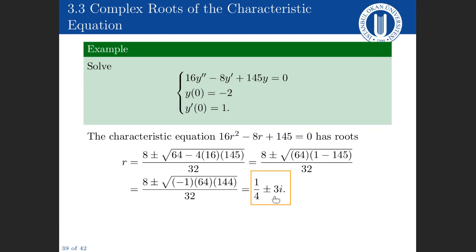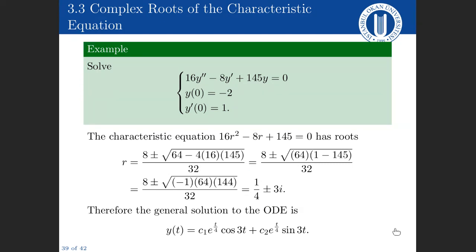1/4 plus or minus 3i. As soon as we know this, we know that lambda must be 1/4, mu must be 3, and then we can write down the general solution to the differential equation. Constant C1, e to the power t over 4, because lambda is 1/4, cos 3t, because mu is equal to 3, and then plus C2, and then almost the same function, but just with sine instead of cos.